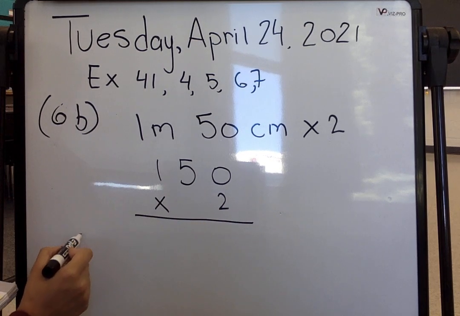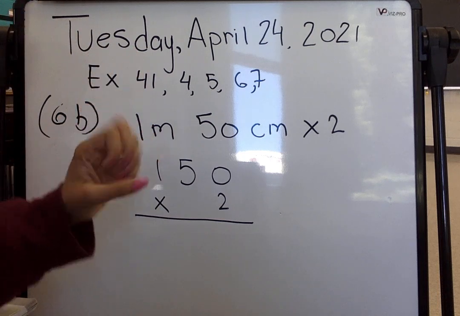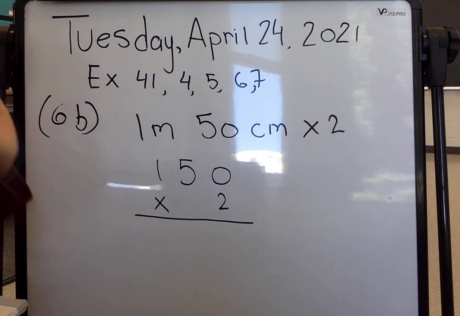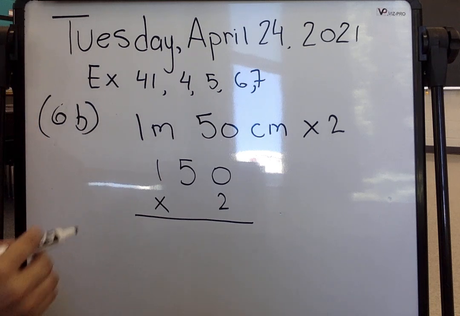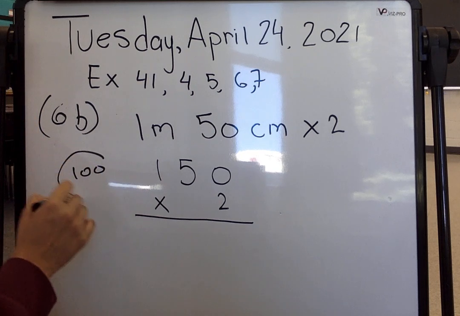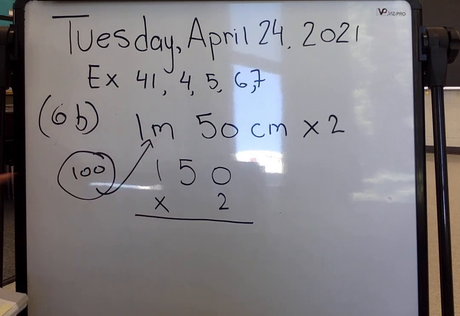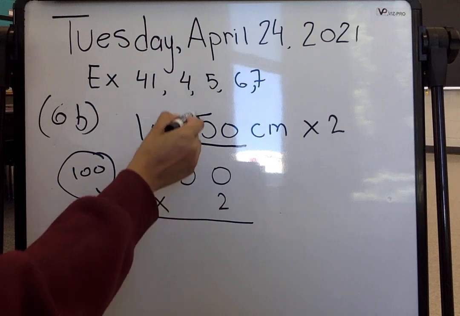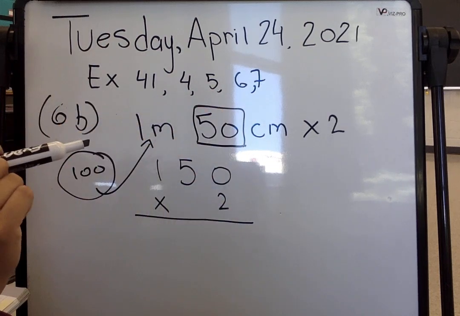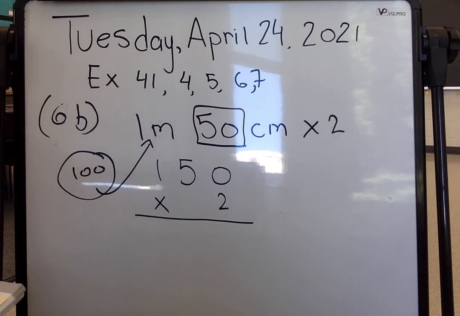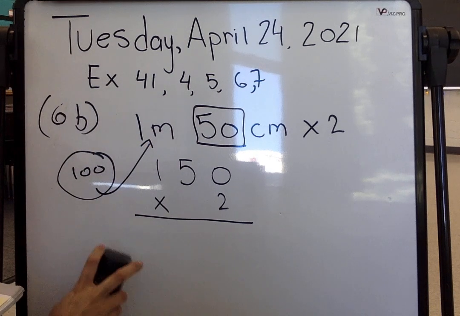Then remember to combine your meters together and your centimeters together. Does that make sense? If your answer was 100 something, that 100 will become part of the meters. It will no longer be centimeters, because centimeters are everything less than 100. Anytime you reach 100, you have reached a meter. So that will be part B.